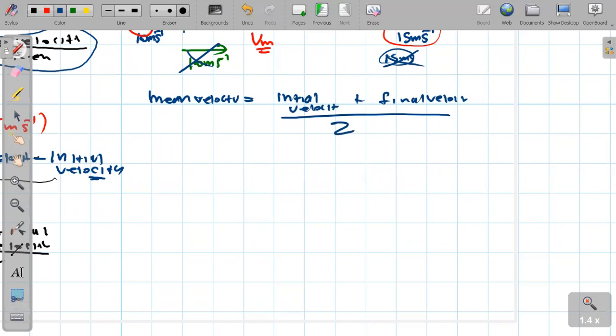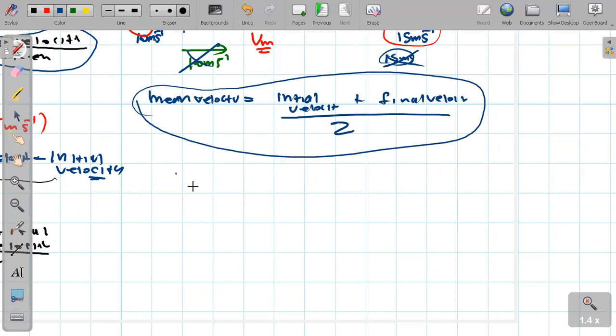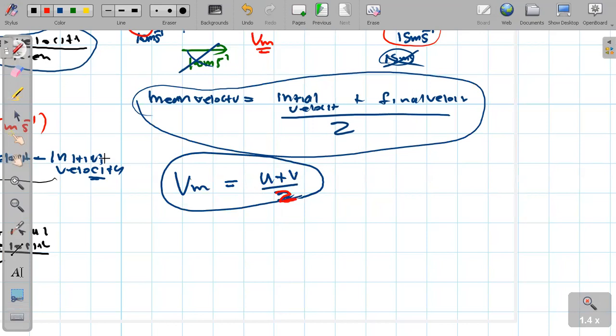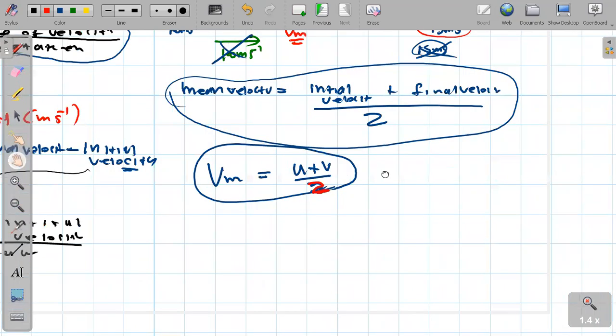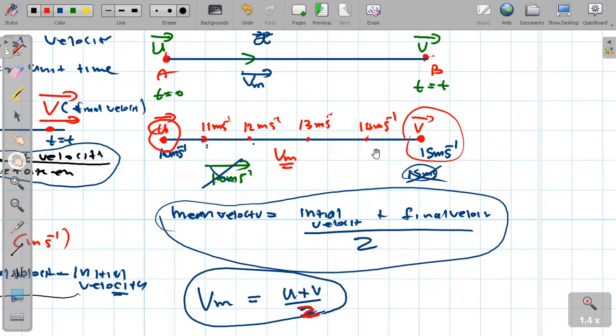In terms of the equation, this is the word equation. In symbols, it is u plus v over 2. This is the way. Understand? Yes, sir. Okay. Copy this if you want.